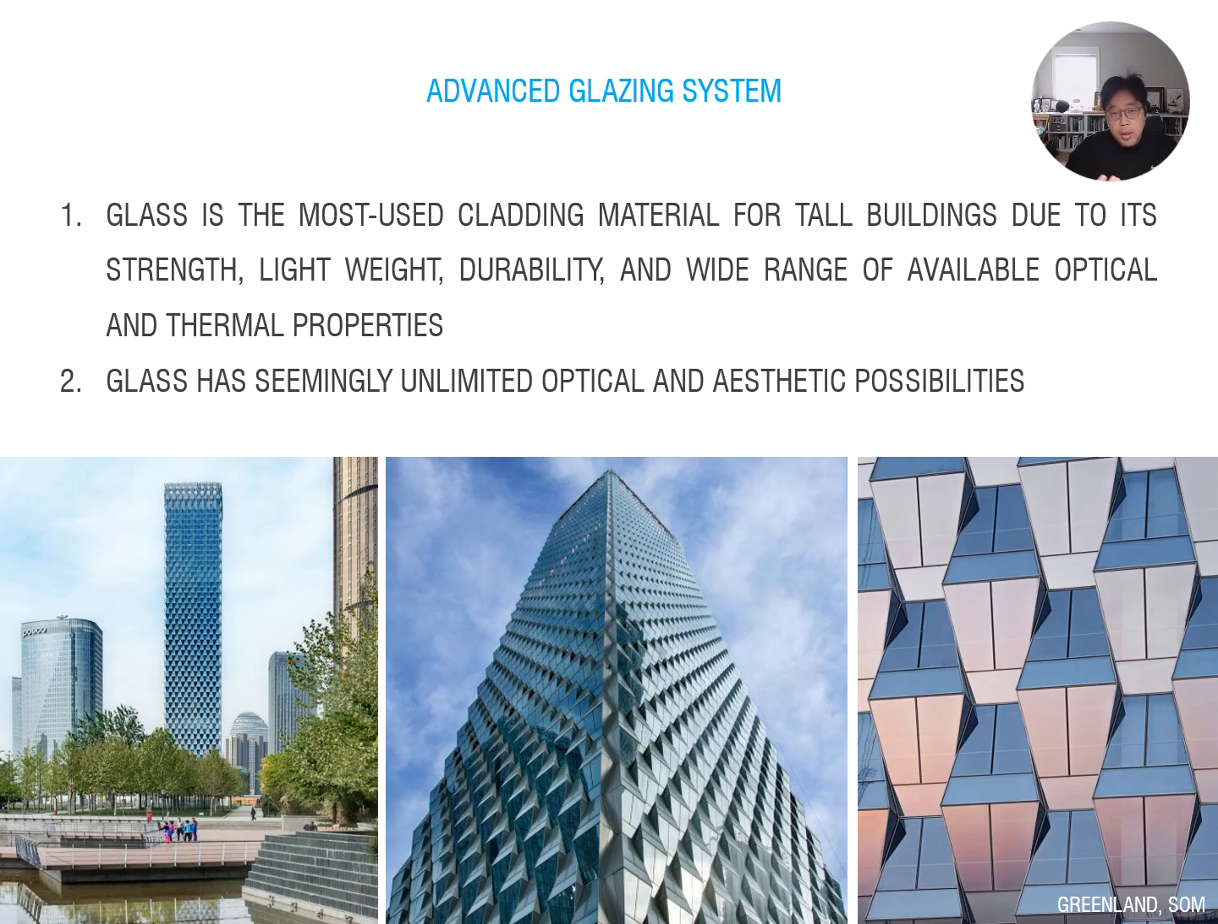As you know, glass is the most popular cladding material in high-rise buildings because it has strength, is lightweight, durable, and has transparent quality. You can design an aesthetic facade using this modular system, and this is the Greenland building in Beijing, designed by SOM. It has a completed 55-story tower with an exterior glass module panel.